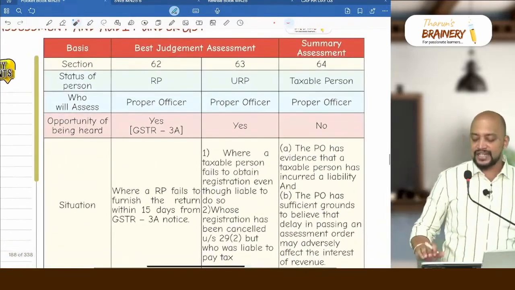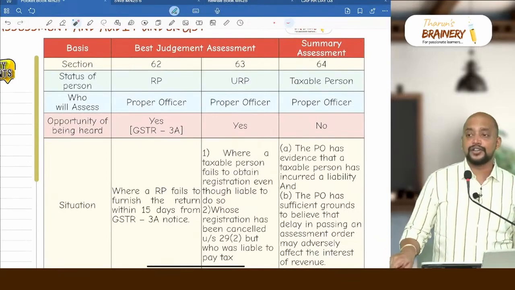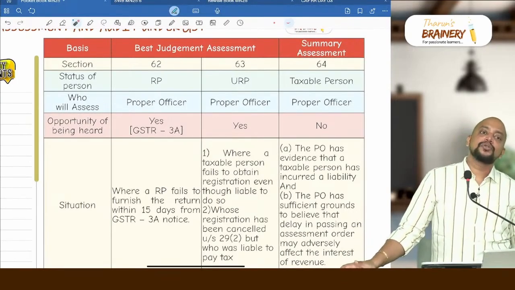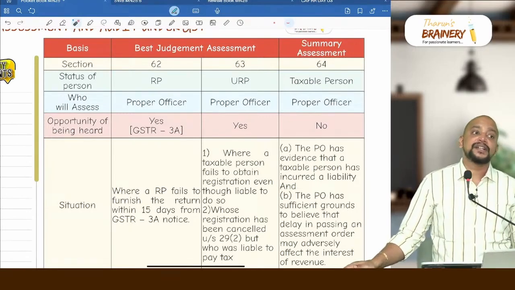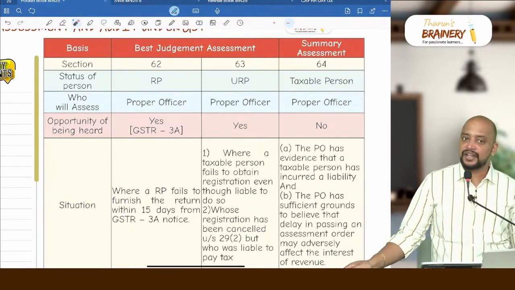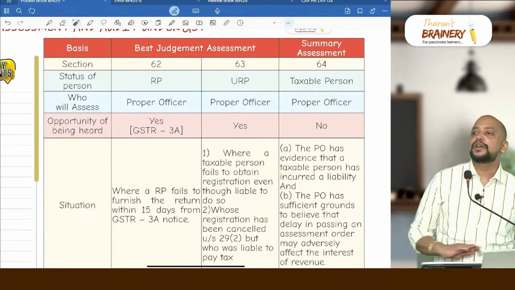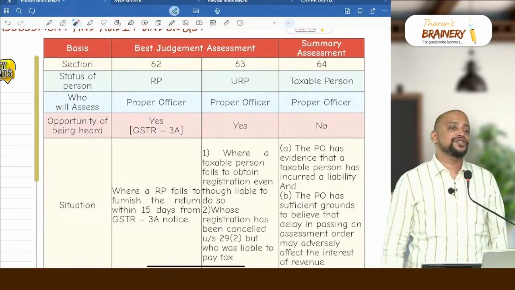Then next one, section 64, summary assessment. Summary assessment will come into picture whenever the officer identifies some goods which are evaded and there is delay in passing the assessment order, so that person may escape from payment of tax. In that case, what will they do? Summary assessment they will do. And in case of summary assessment, no notice will be given. This summary assessment implication we have come across in two places.